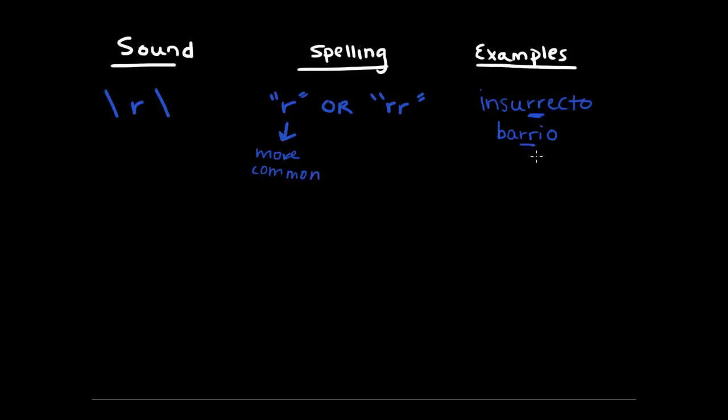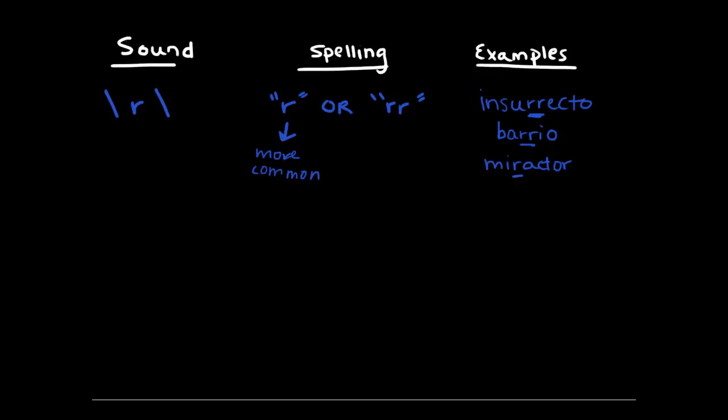Barrio is another example, and mirador is a single R example. So you can use your cognate to figure that out if there is one present, and if not, I would suggest going with just an R because that's way more common. Okay, so that covers the R sound.